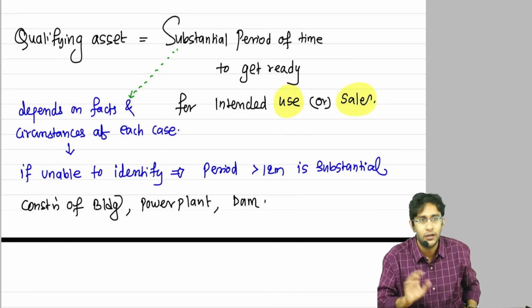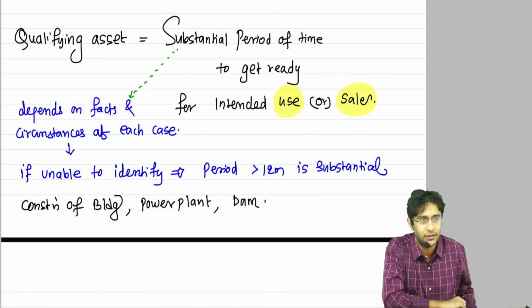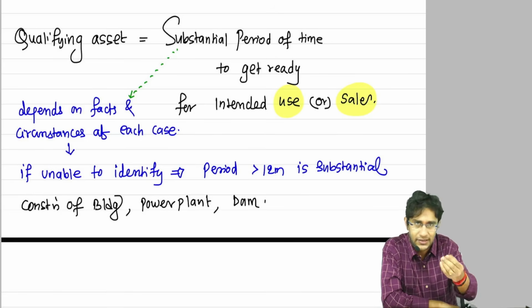You will use it? No, we'll sell it. So inventory also can become a qualifying asset. You need not go to such a far-fetched example. A simple example I'll tell you.